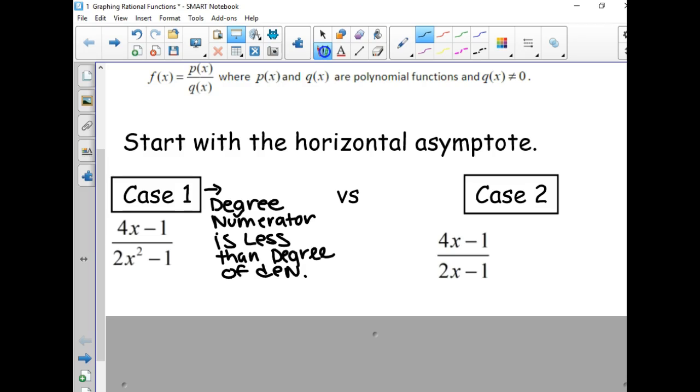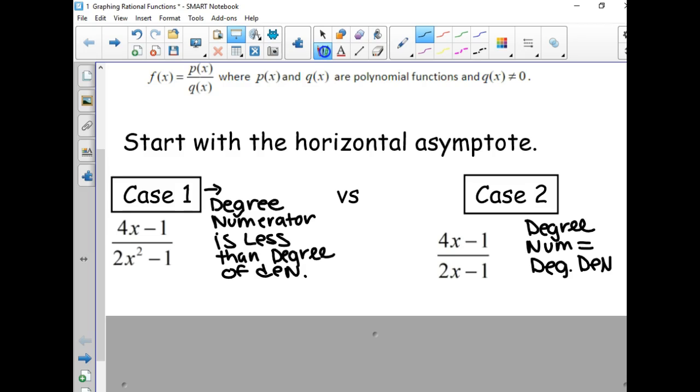And then in case two, what would we say about the degrees of the numerator versus the degrees of the denominator? They're the same. Yeah, so we're going to write that down here in a second. So here we have the degree of the numerator is equal to the degree of the denominator. These are things you're going to have to analyze. There's a lot of analysis in these graphs.